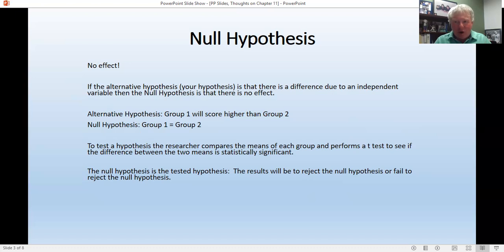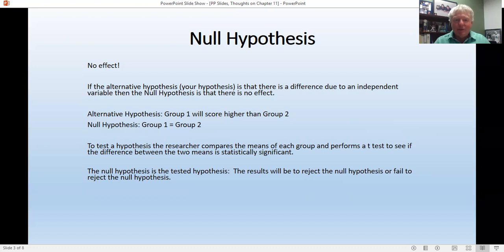First, you should always remember, let me reiterate again, the null hypothesis says there's no effect. If your independent variables are hypothesized to have an impact on the dependent variable, your null hypothesis will say those independent variables have no impact on the dependent variable, okay? If the alternative hypothesis, which is your hypothesis, is that there's a difference due to an independent variable, then the null hypothesis is that there is no effect, okay?